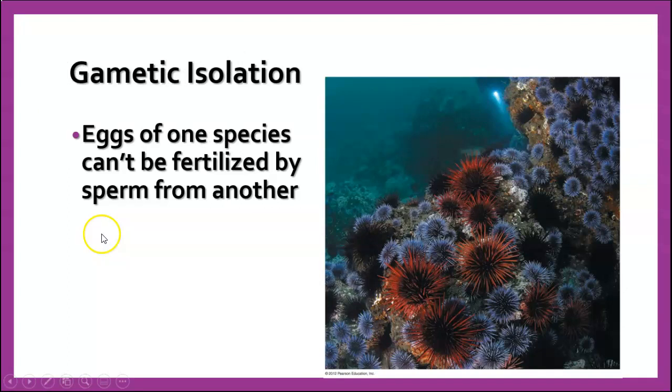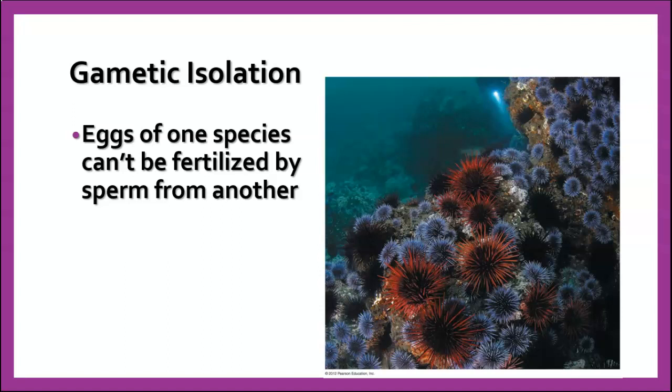Gametic isolation has to do with the fact that the eggs of one species can't be fertilized by sperm from another. In this picture, you have two different groups of sea anemones, the blue ones and the red ones. The way sea anemones reproduce is they just shed their gametes into the water. And if the egg cell happens to meet up with the sperm cell, then they can fertilize and become a new embryo for the sea anemone.